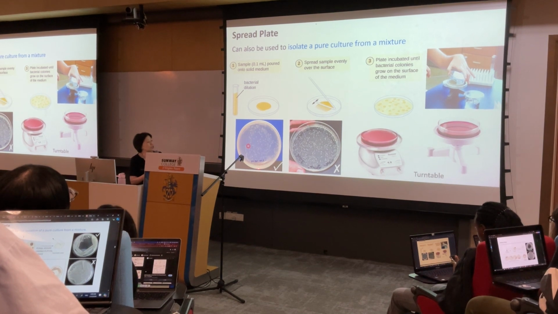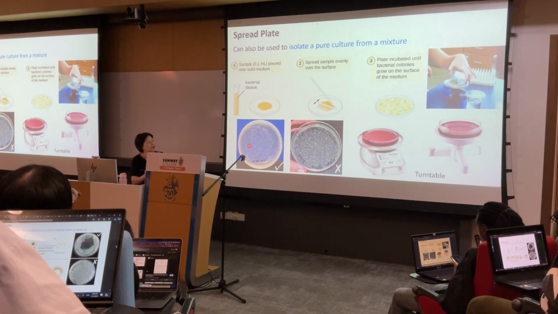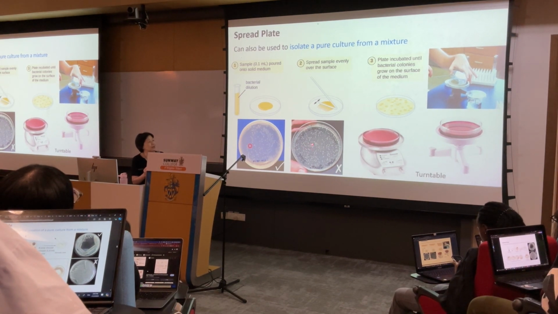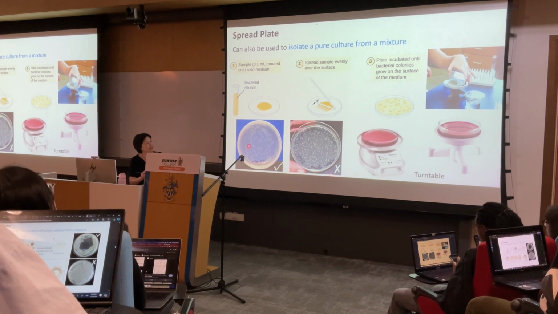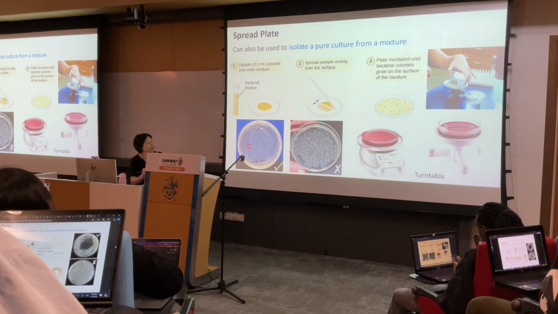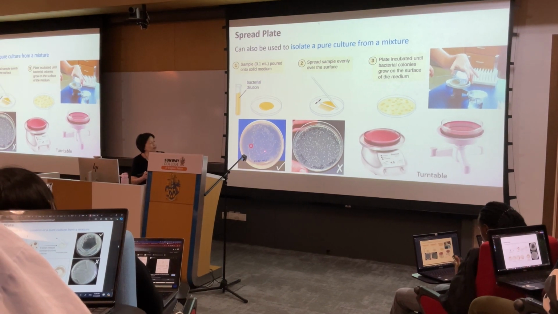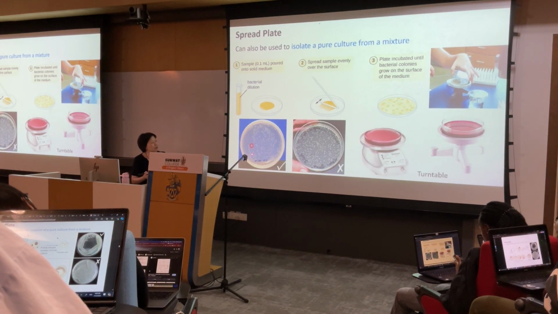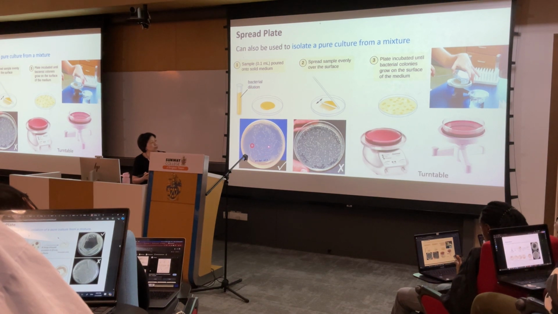But what we want to achieve is not too many colonies. This one is, first of all, impossible to isolate a single colony because most of them are probably overlapping each other. So you need to do a further streak plate in order to get a single colony. But in this one, I think they are well separated. They have a lot of individual colonies, which even allows you to count the number of colonies present on the plate. Counting the colonies present on the plate is also very important.